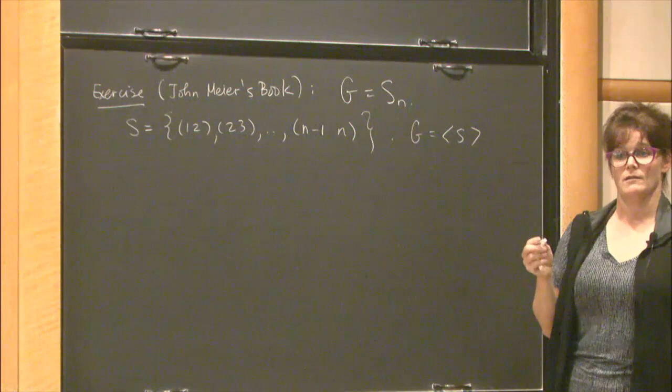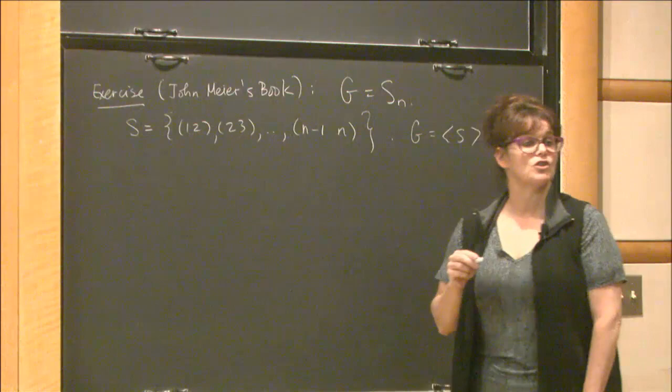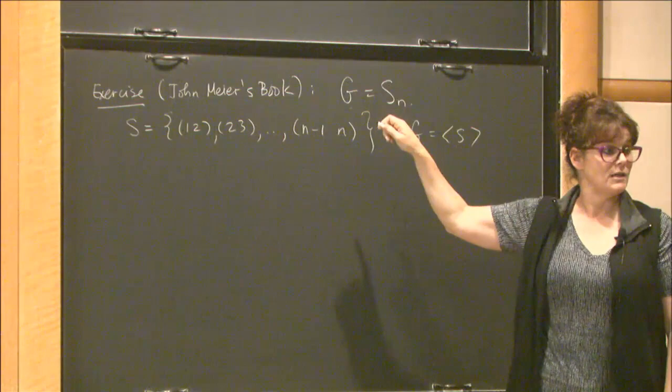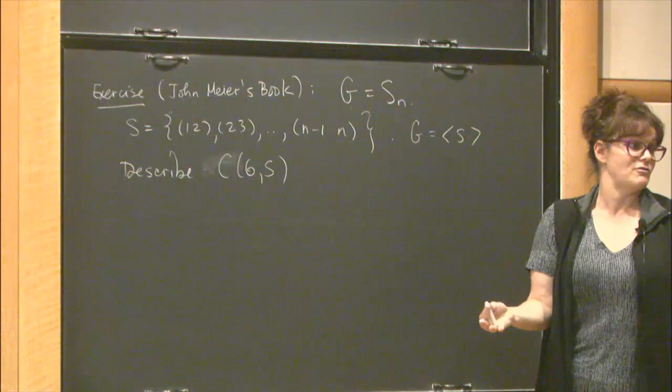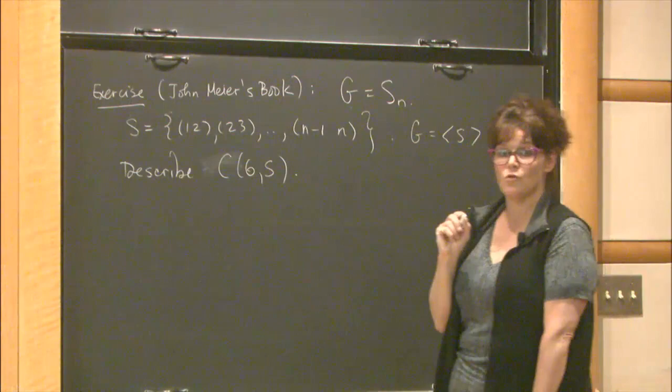The exercise is to give a description of the Cayley graph of G with respect to this generating set, all right? So describe this graph, right? It's a finite graph. Just describe it combinatorially somehow, all right? And here's something really cool about it. So this is a cool property.